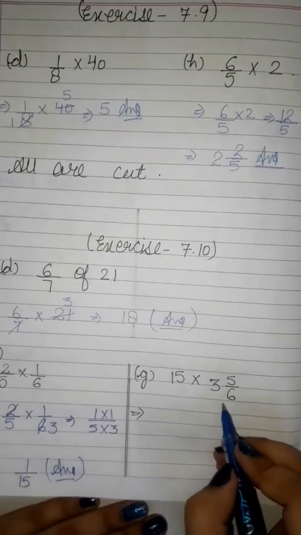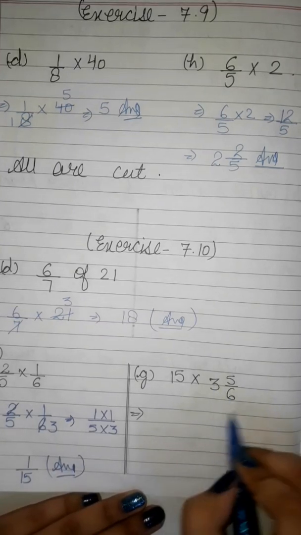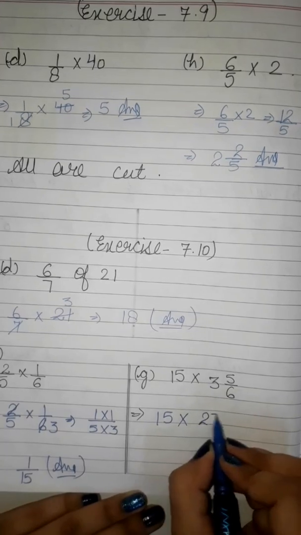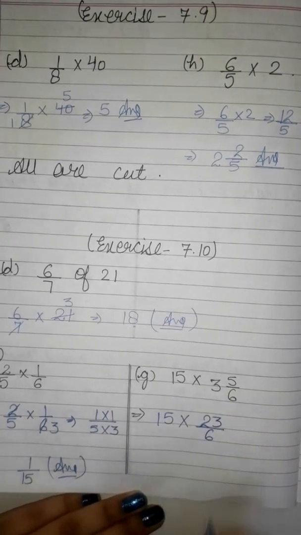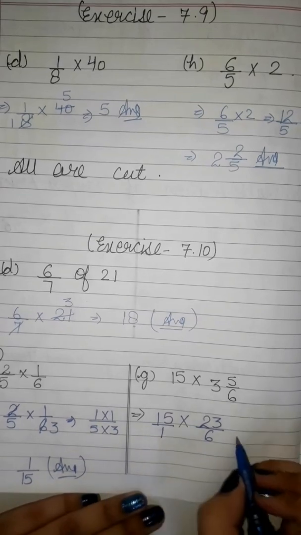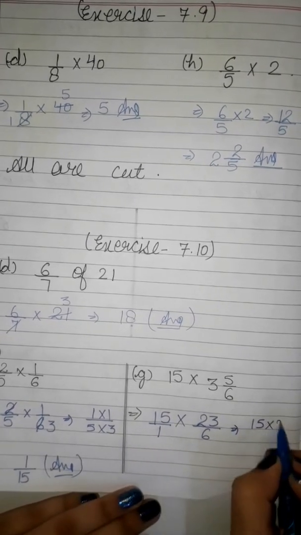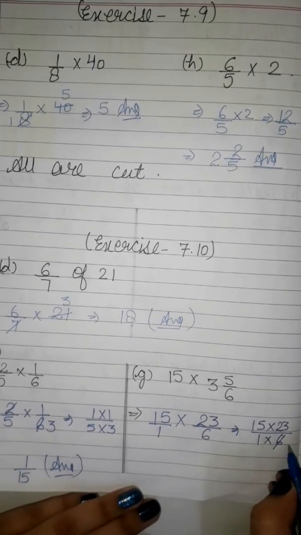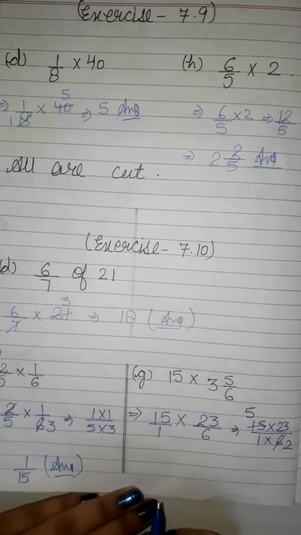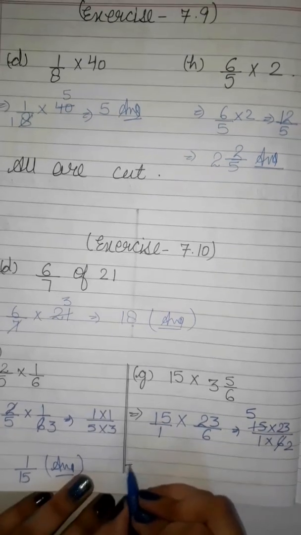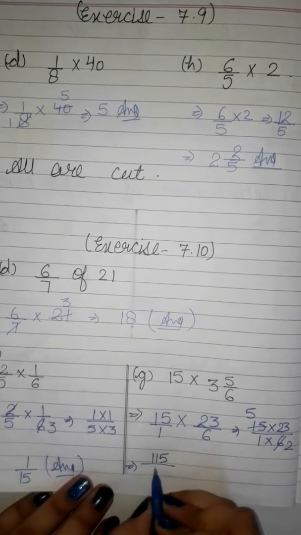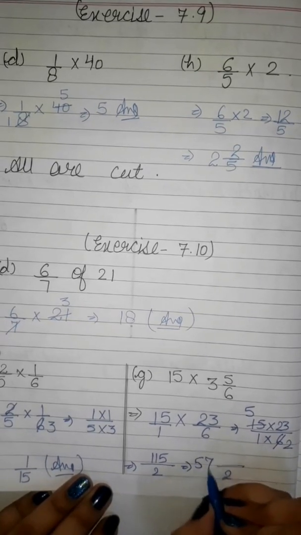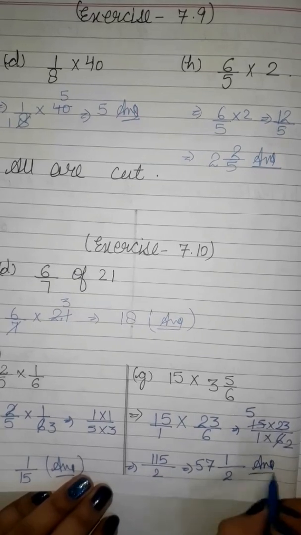If it is given in mixed, what is your first step? You will change it into improper fraction. 15 into 23 by 6. Now here you can assume 1. So what you get? 15 into 23 by 1 into 6. Now 3 2s are 6 and 3 5s are 15. Now nothing else, and 23 5s are 115 by 2. Now change into mixed fraction. So you get 57 whole 1 by 2. This is your answer.